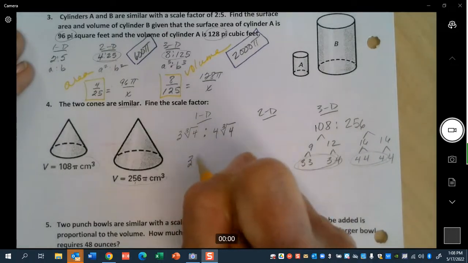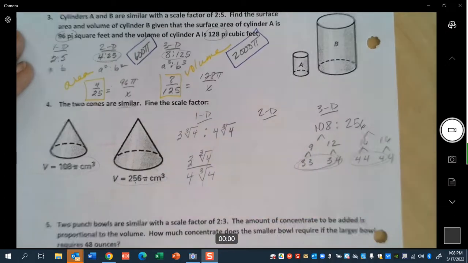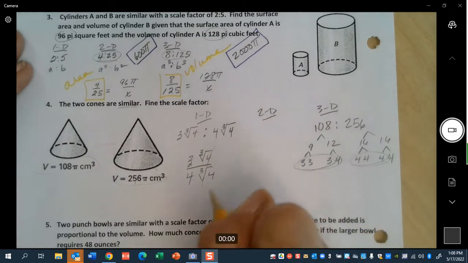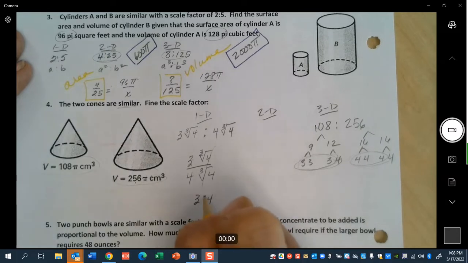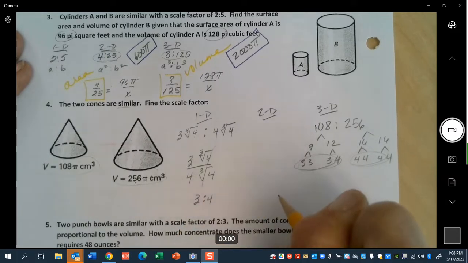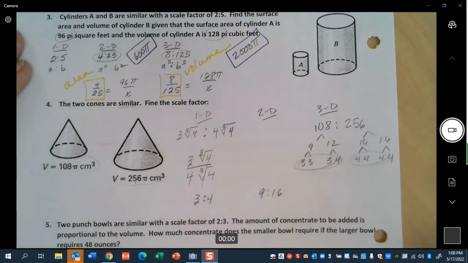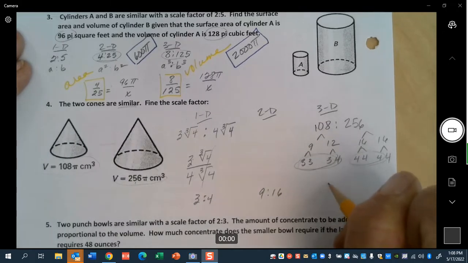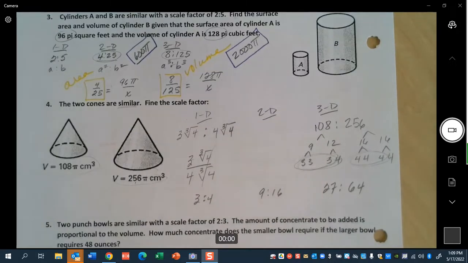So watch this. 3 times the cube root of 4 over 4 times the cube root of 4. Do you see how these cancel out? So my scale factor is 3 to 4. Their two-dimensional area proportion, 9 to 16. And I can say that this is 27 to 64. That's their volumes. Take the cube roots.